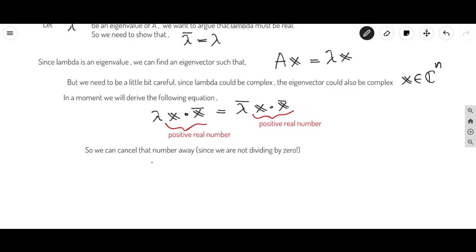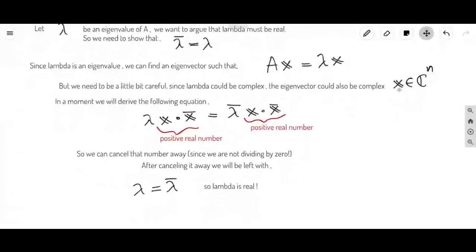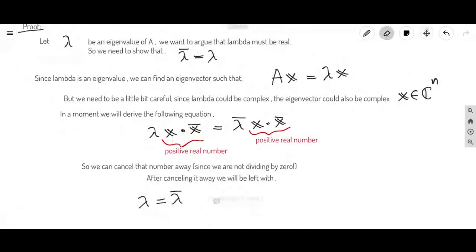And after canceling it away, we will be left with lambda equal to lambda conjugate, right? Because basically what we're saying is you can cancel these two numbers away and you're left with that, because they're non-zero numbers. And so lambda is real and the argument is complete. So that's basically the way the argument goes.